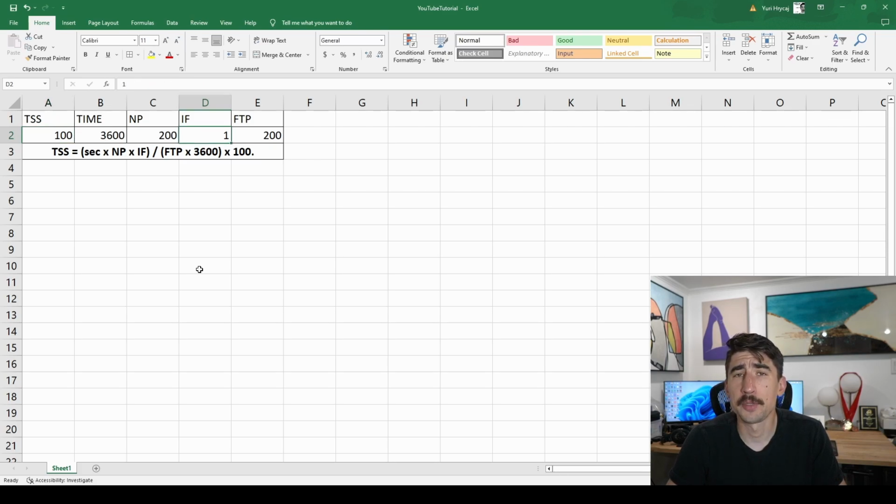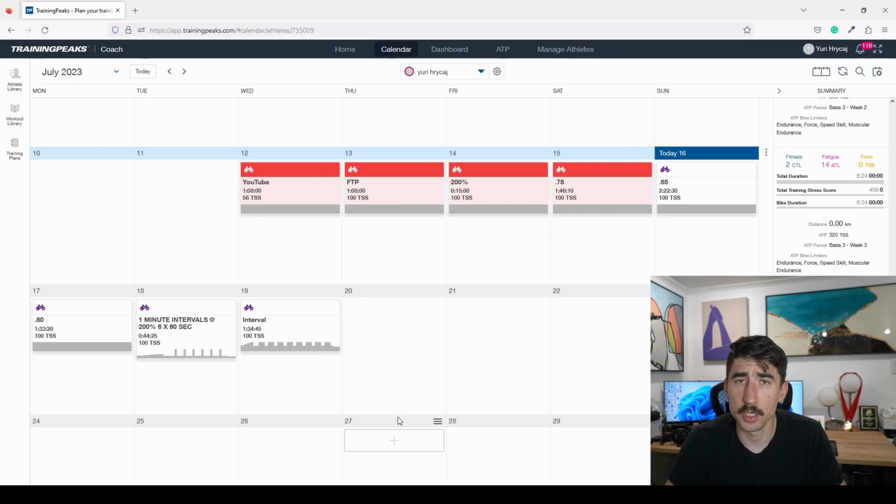So now that we've played around with the calculations of TSS and we've played around with some of the variables, both intensity and time, we're going to go back into Training Peaks to learn a little bit more. Okay, so we're back in Training Peaks. We're going to go over some of the rides here and again, learn some of the quirks about TSS.